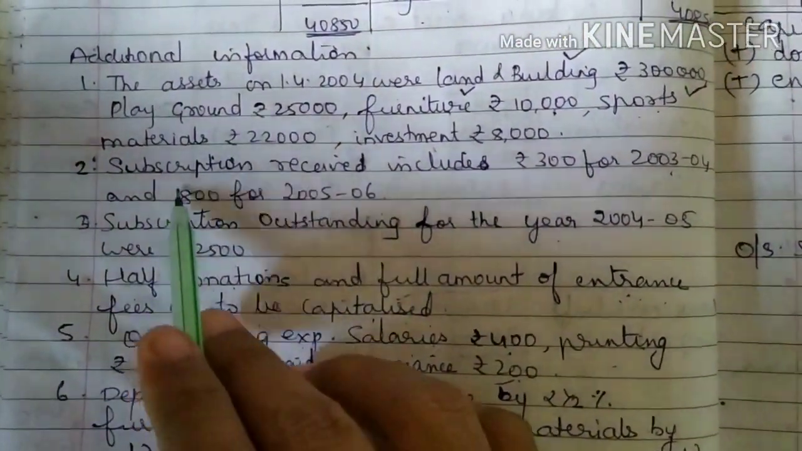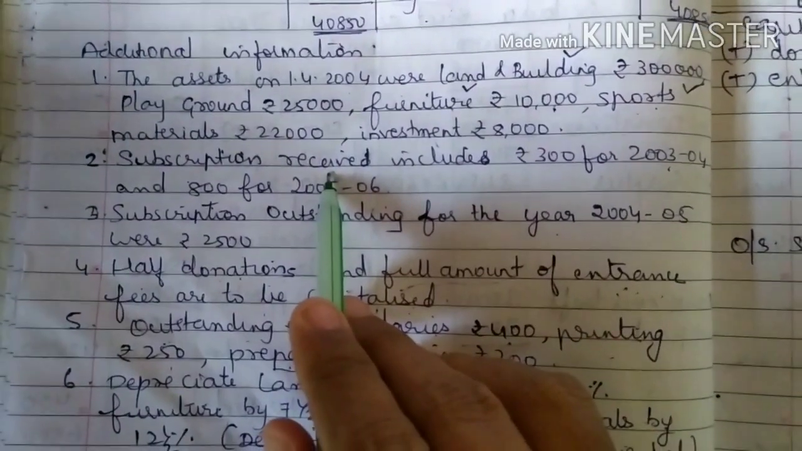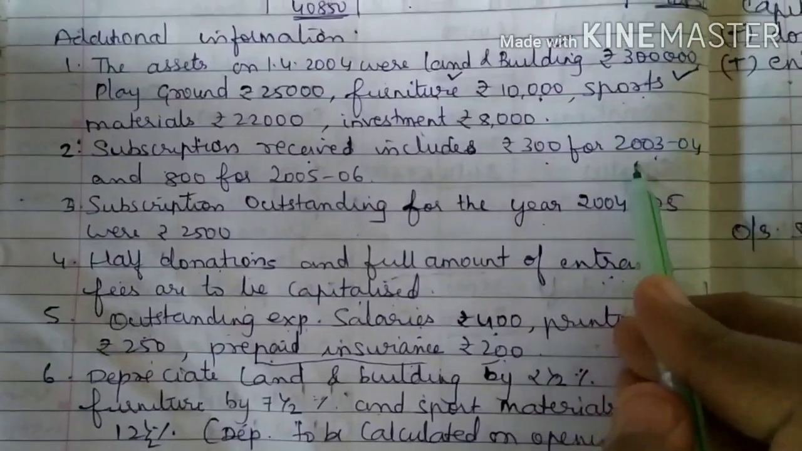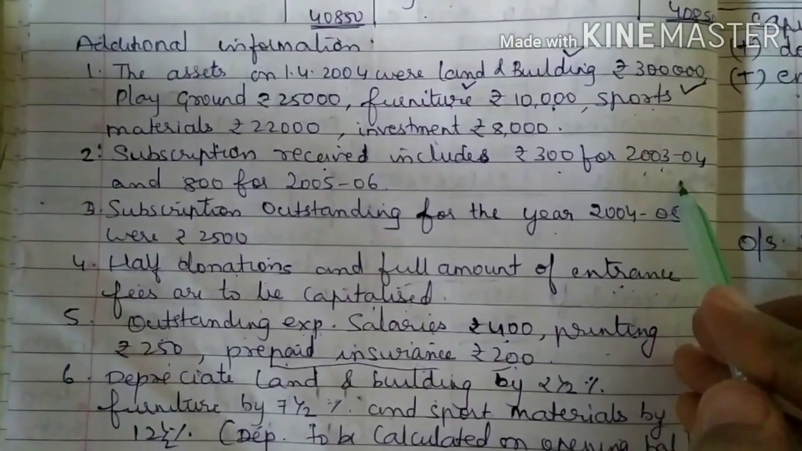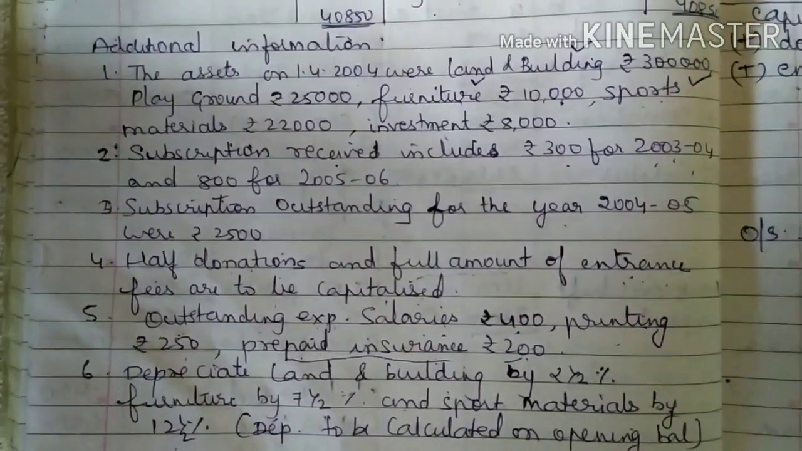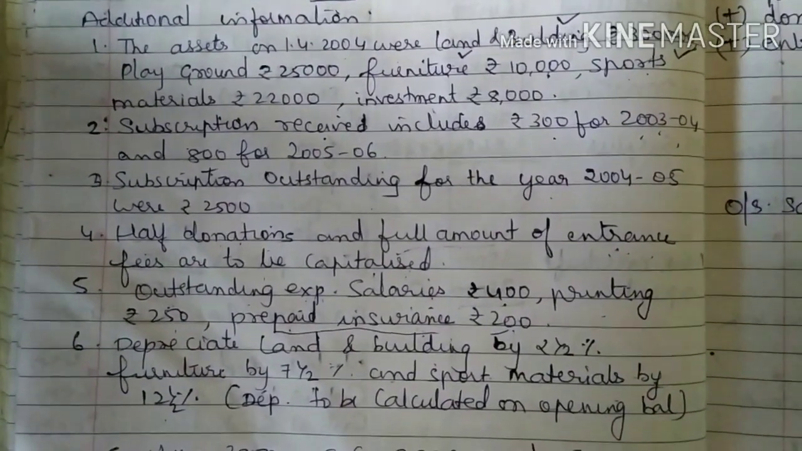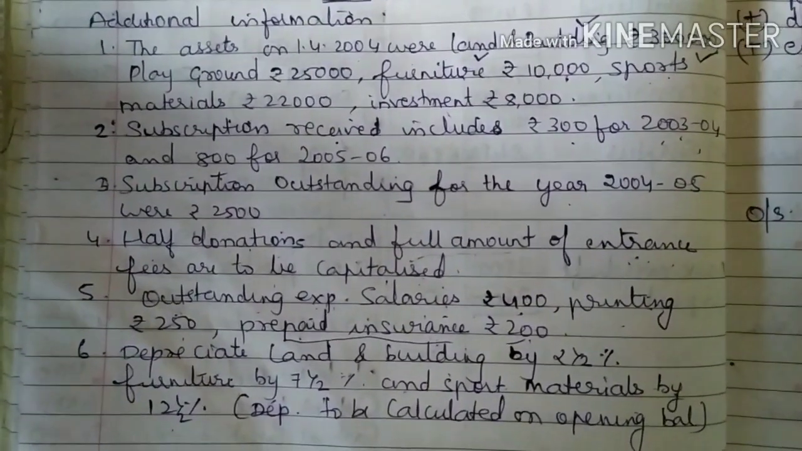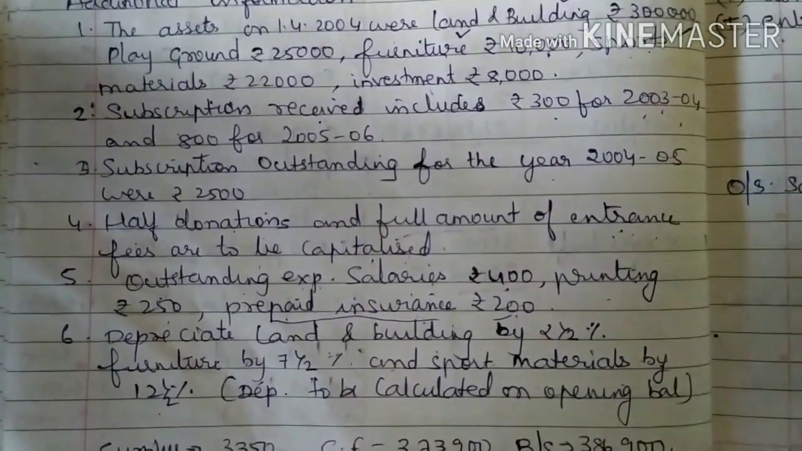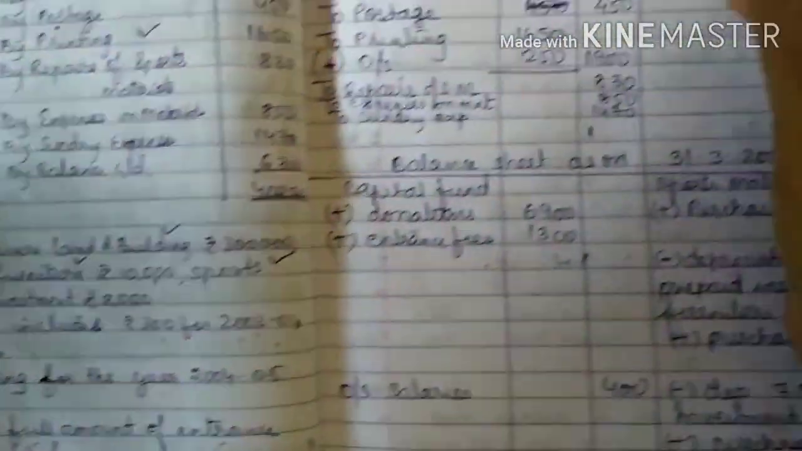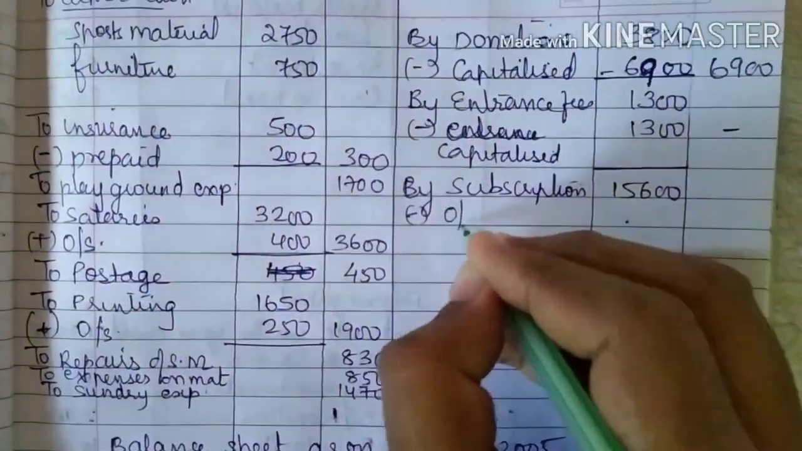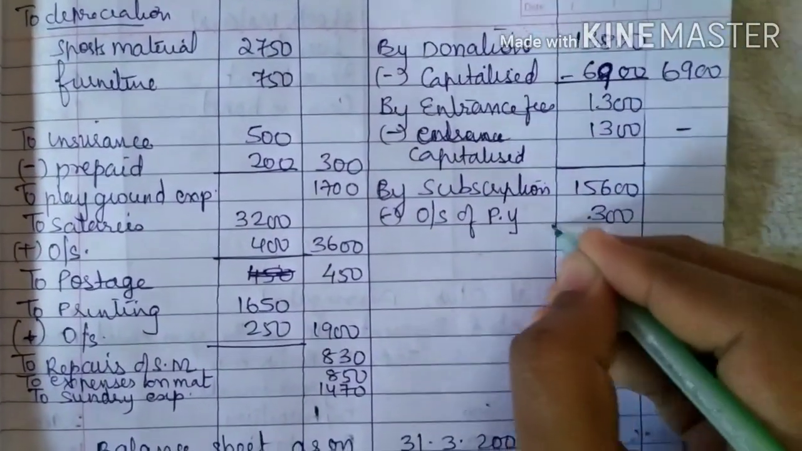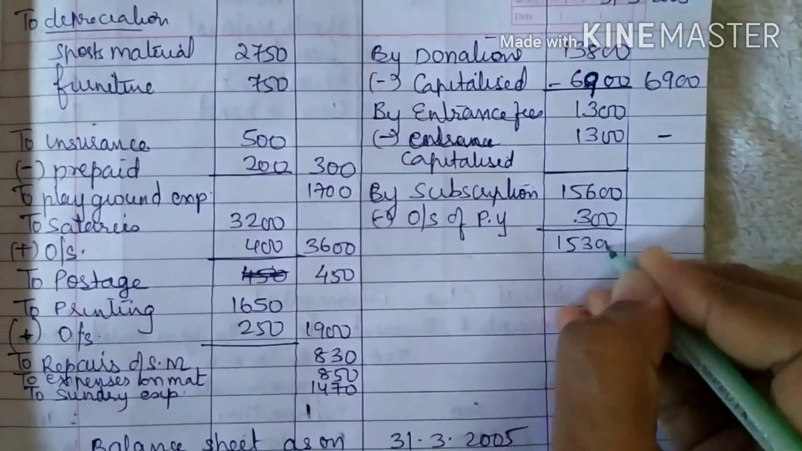Subscription received includes rupees 300 for 2003-2004. 2003-2004 is a previous year. It means last year, in the previous year, the subscription amount of rupees 300 was pending, which was received this year. So less outstanding of previous year 300, that is, last year this was outstanding.